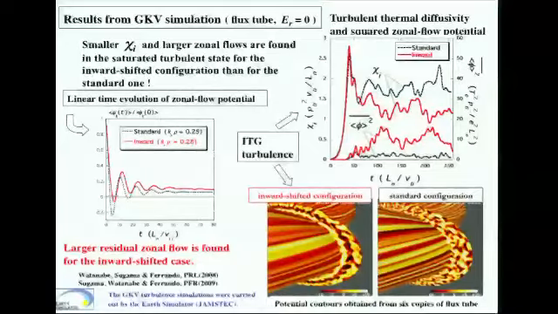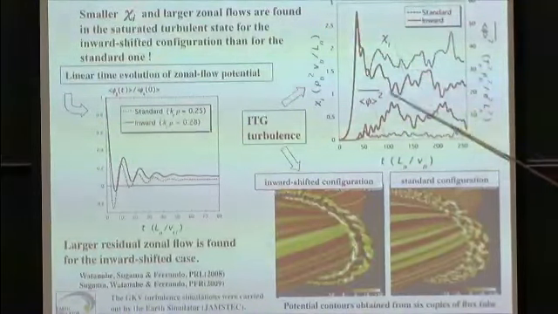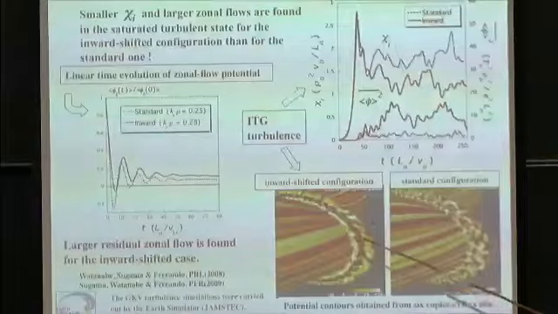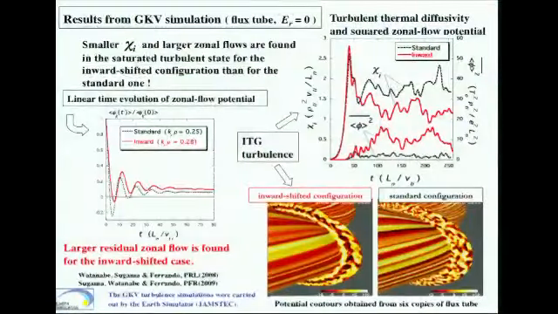And as predicted from this linear zonal flow response, in the inward shifted case we get higher zonal flow generation, and correlated with that higher zonal flow generation, a reduction of chi-i is found. Also, this figure shows a very clear zonal flow structure in the inward shifted configuration that is found in the nonlinear gyrokinetic simulation.